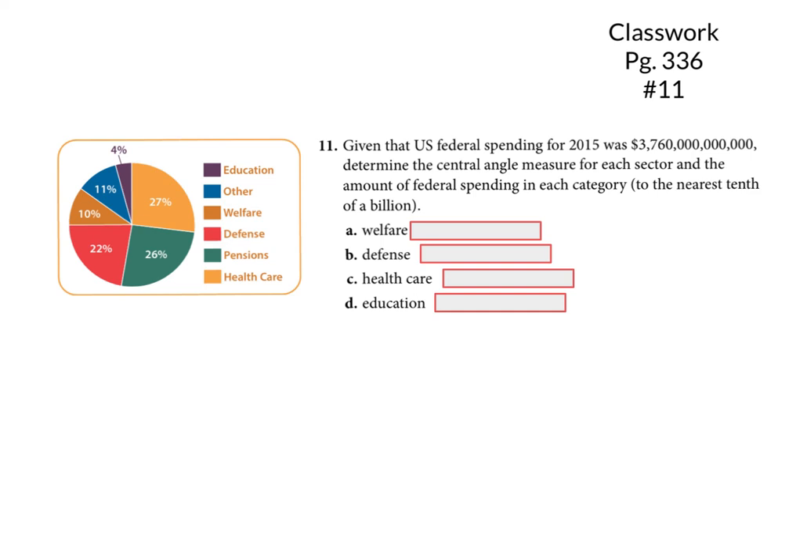And by the way, you can do it because this is in billions. You can just take the 3,760, this part of it right here, and multiply it. You can leave off the other zeros and just write the word billion after it. So just take the 3,760, multiply it by your percentages, and just write the word billion. That's what those zeros represent.